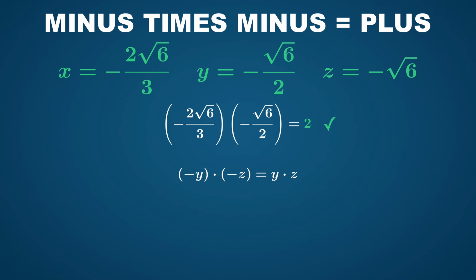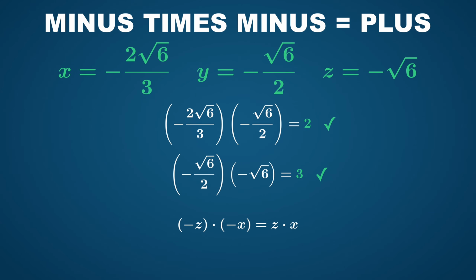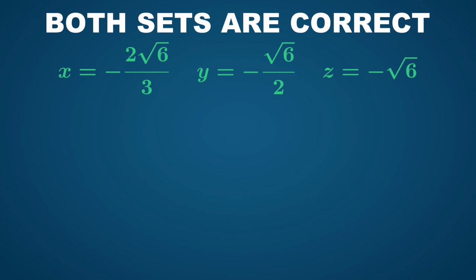Negative y times negative z will also yield a positive final result. Negative root 6 over 2 times negative root 6 is indeed 3. Negative z times negative x will behave in the exact same mathematical manner. Negative root 6 times negative 2 root 6 over 3 is exactly 4. Both the positive and negative sets of solutions are entirely correct.